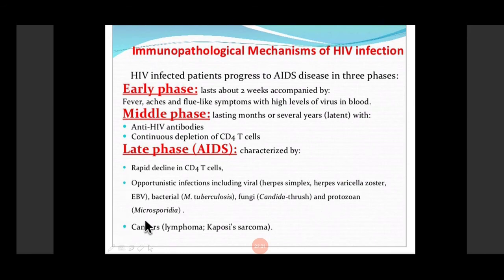Some unusual cancers: sometimes the patient presents for the first time with unusual cancers like Kaposi sarcoma. Then, retrospectively, we ask the patient to get an HIV test done. So unusual cancers can also develop in HIV patients.